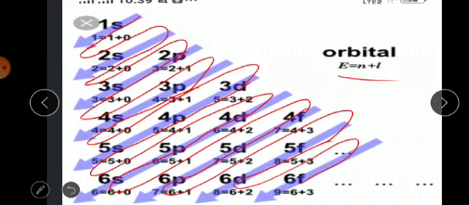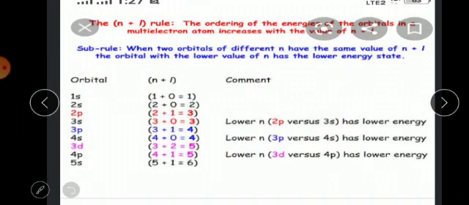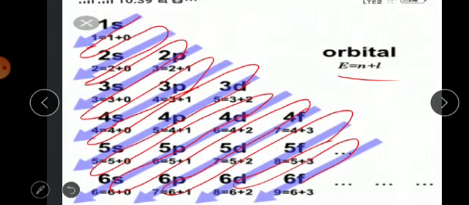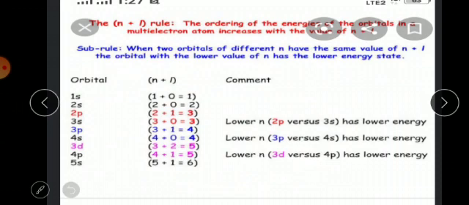So 1s, 2s. It is known as the Aufbau principle. In this we are going to see the n plus l rule, which we saw previously. 1s, 2s, 2p: the structure we are going to write like that. The n plus l rule states that the ordering of energies of the orbitals in a multi-electron atom, meaning an atom with more than one electron, increases with the value of n plus l, where n is the principal quantum number and l is the subshell.